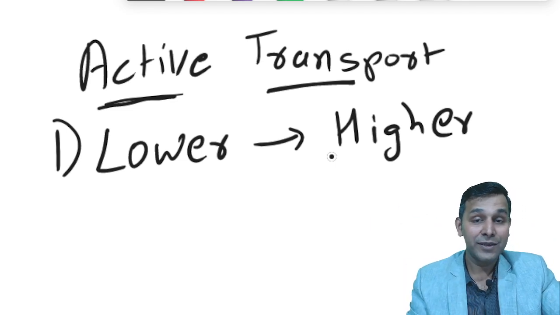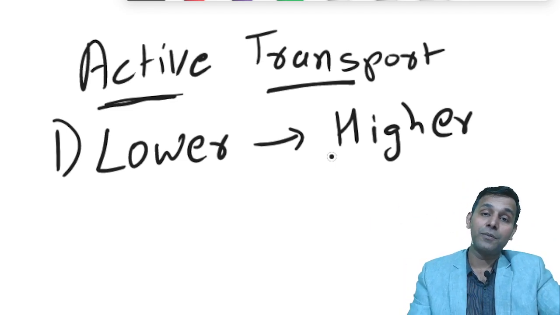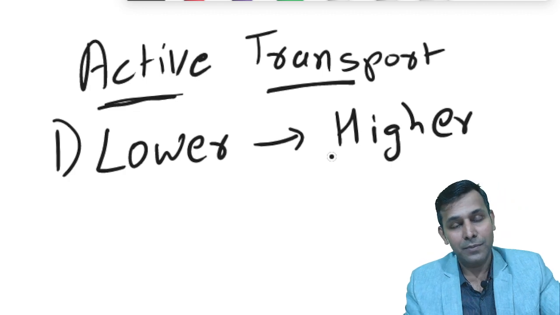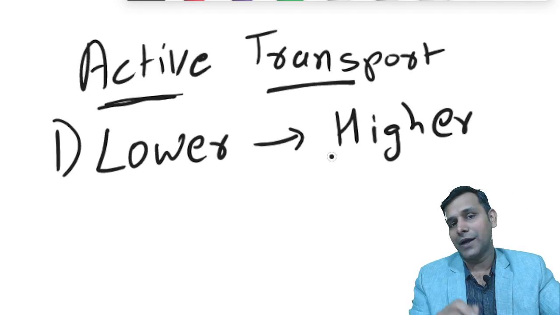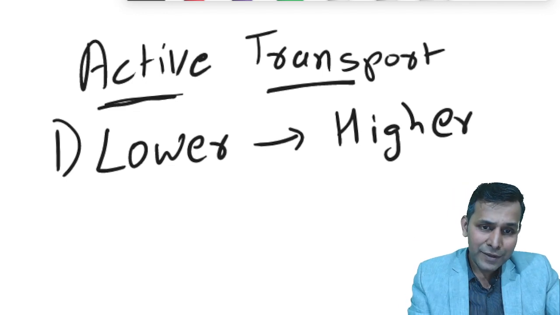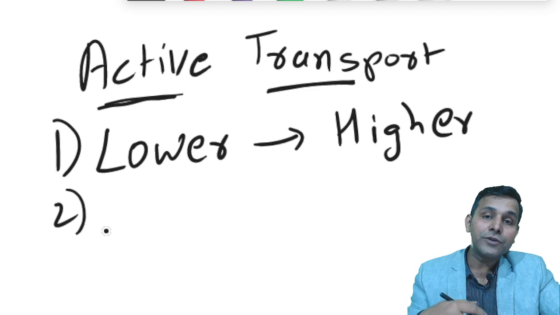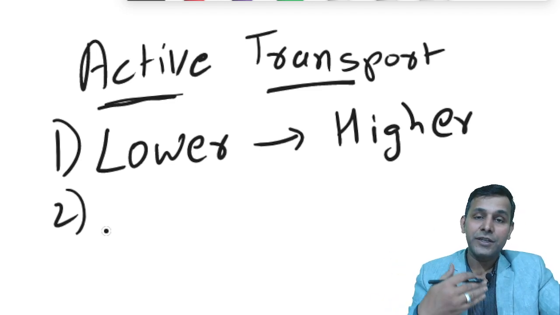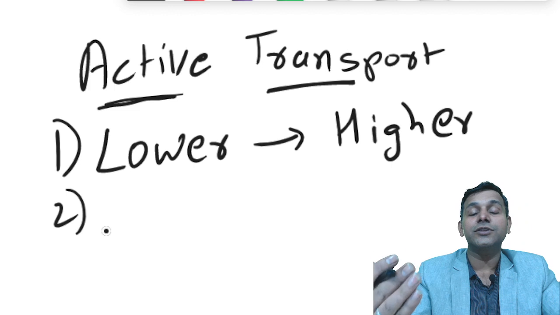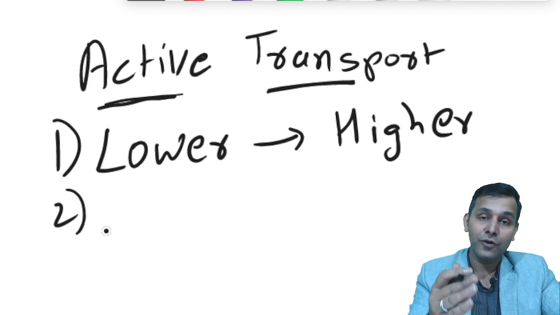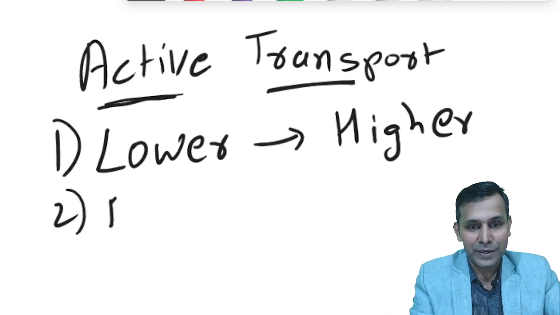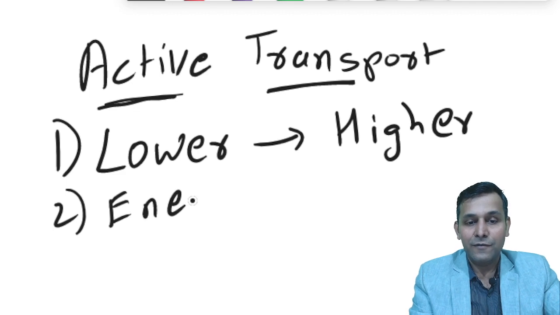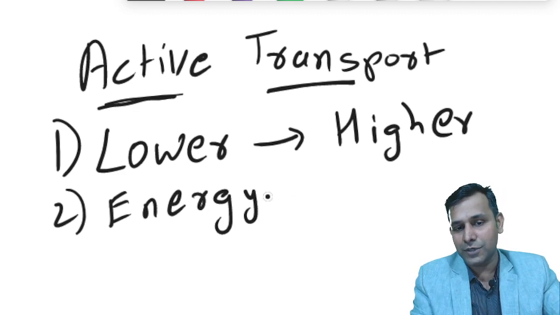Unlike passive transport, which is always from higher to lower, in active transport it is always from lower concentration to higher concentration. Second, active transport works against the concentration gradient. Against means from lower to higher concentration. Active transport always uses energy. So energy is required for the process of active transportation.